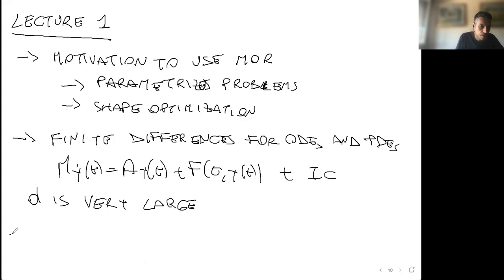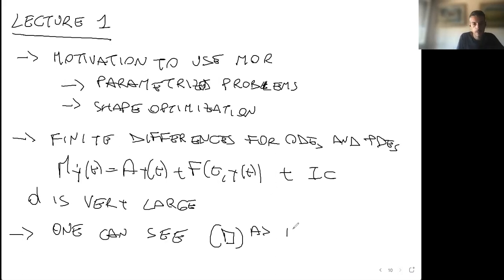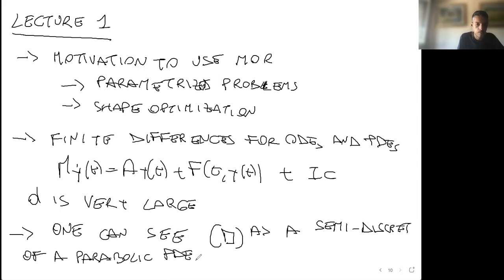And one can see equation square as a discretization, let's say a semi-discretization, of a parabolic PDE. This is actually more general, and can also be done for a hyperbolic equation.